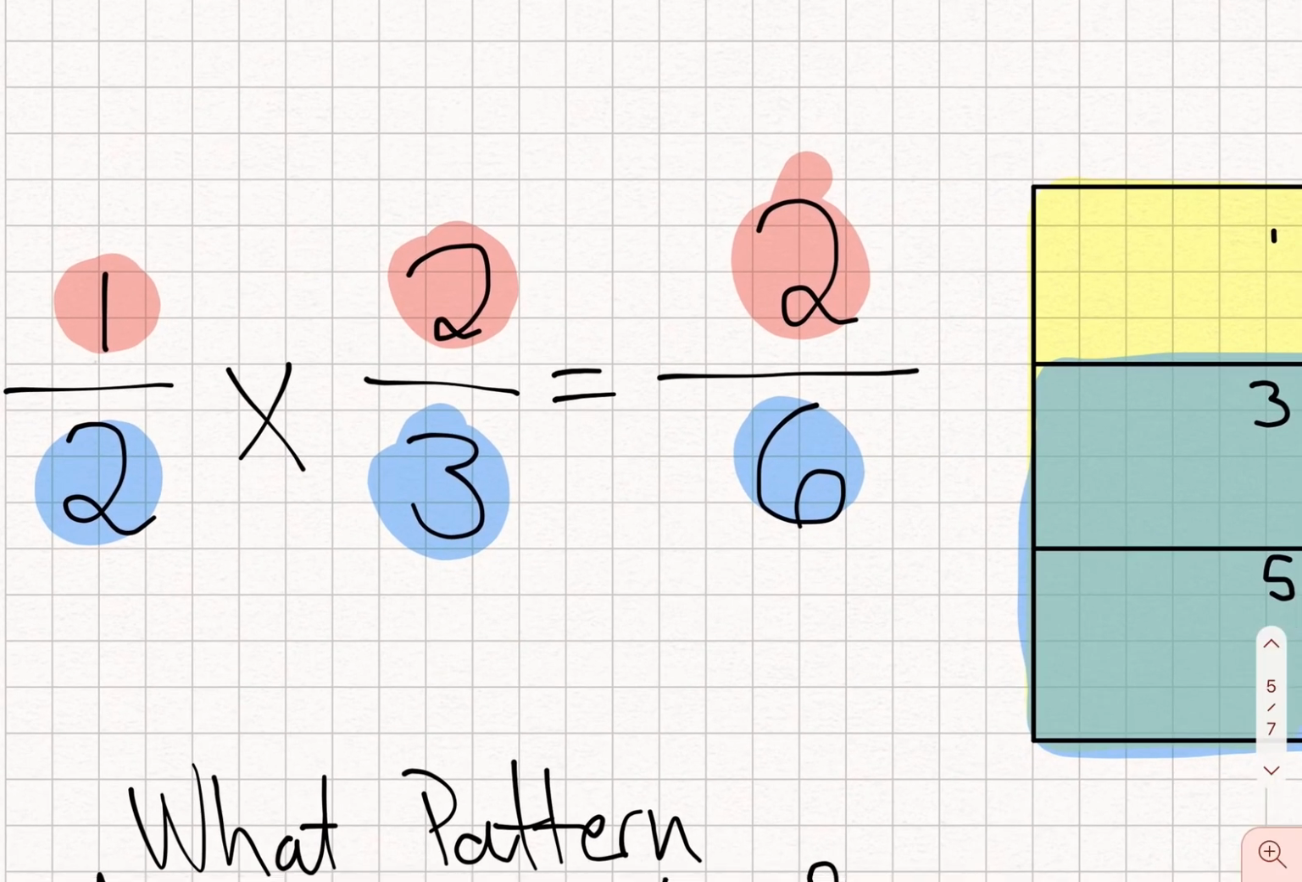And let's do the same thing here. Notice I've colored the numerators red. What pattern do you notice with the numerators? How do I get from 1 and 2 to 2 for my answer? Take a look at the denominators. I shaded them blue. 2 and a 3 equals 6. What patterns do you notice?